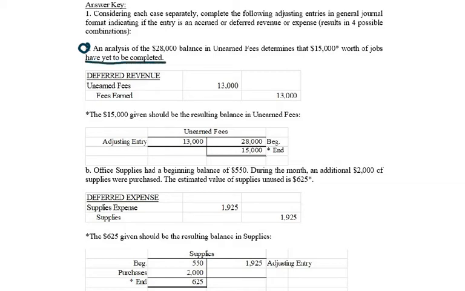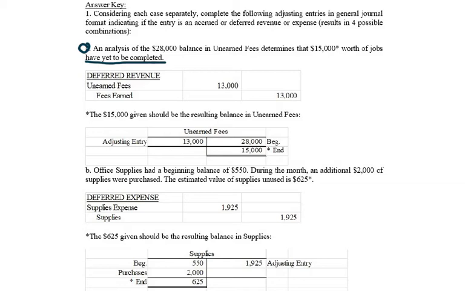Remember, the trick with deferred revenues is that they can tell you one of two angles. They can tell you, here's the amount of revenue that needs to be recognized, or they can tell you this is what still needs to be in the liability account after adjustment. So you always have to pay attention to the language to determine which situation you're in. So here, if I tell you $15,000 worth of jobs have yet to be completed, I'm telling you which should still be in the liability account after adjustment.